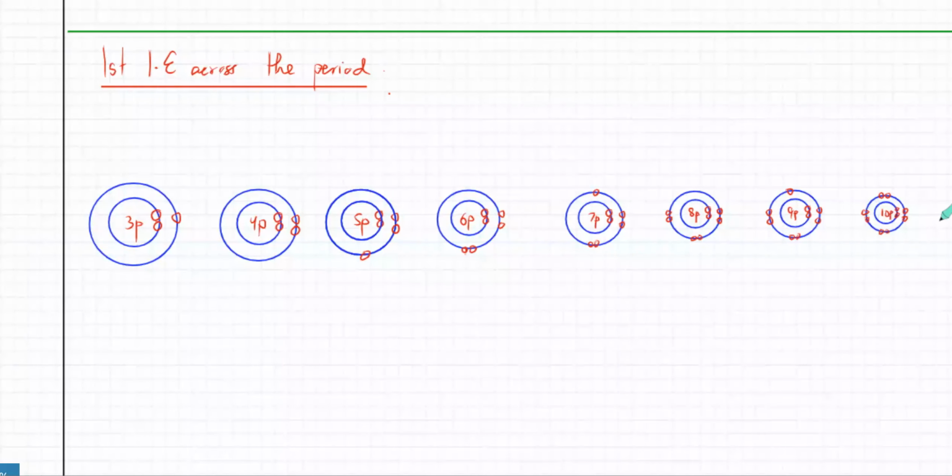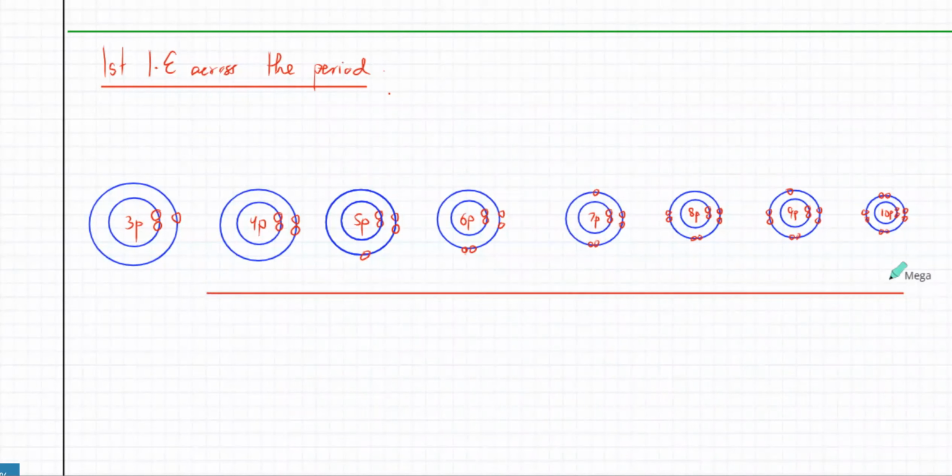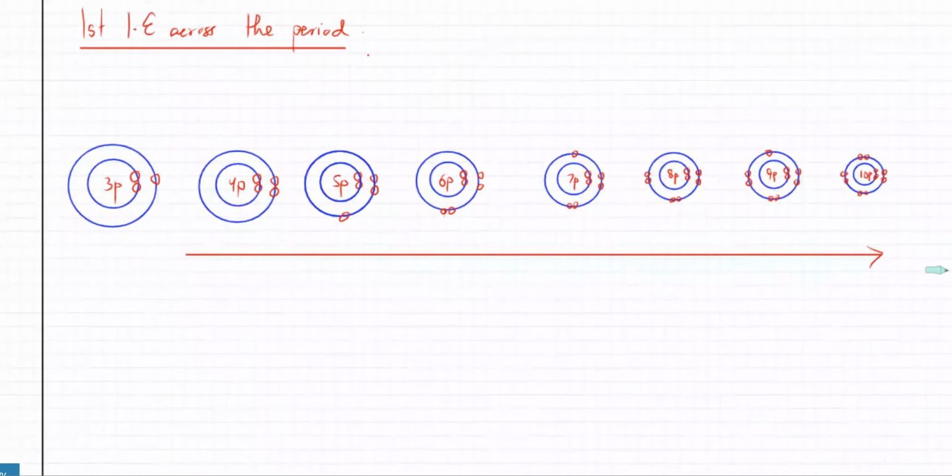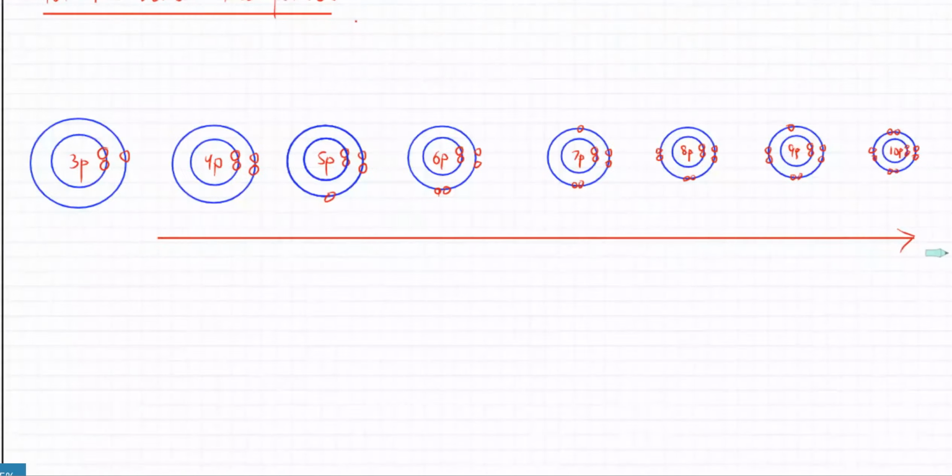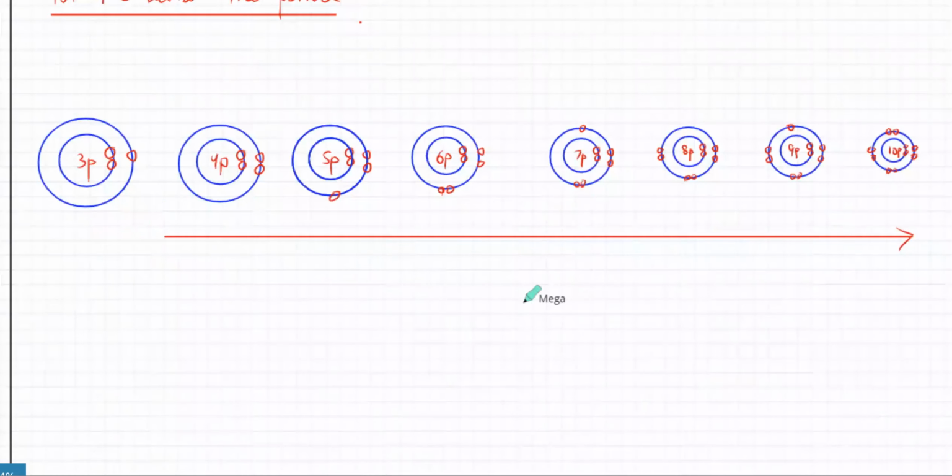Their sizes, they have the same number of shells. So I'm going to write the factors of what's going on when you move across a period. When you move across a period, tell me, would it be difficult to remove electrons or easy to remove electrons? Sir, it would be difficult. Okay, so the ionization energies would increase across the period. Just removing the first electron, the first ionization energy would increase across the period.